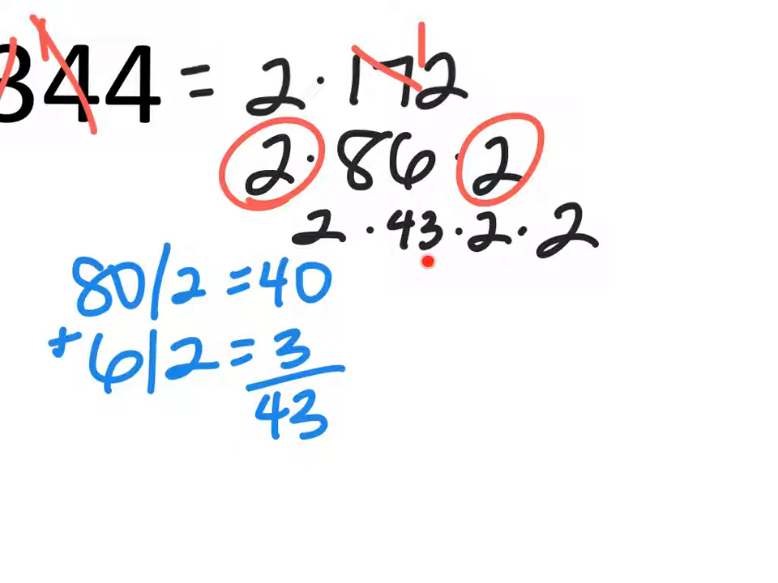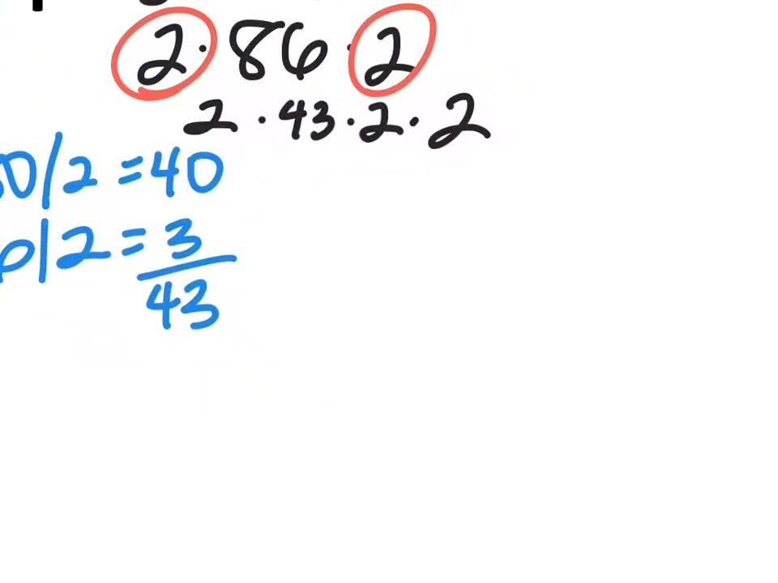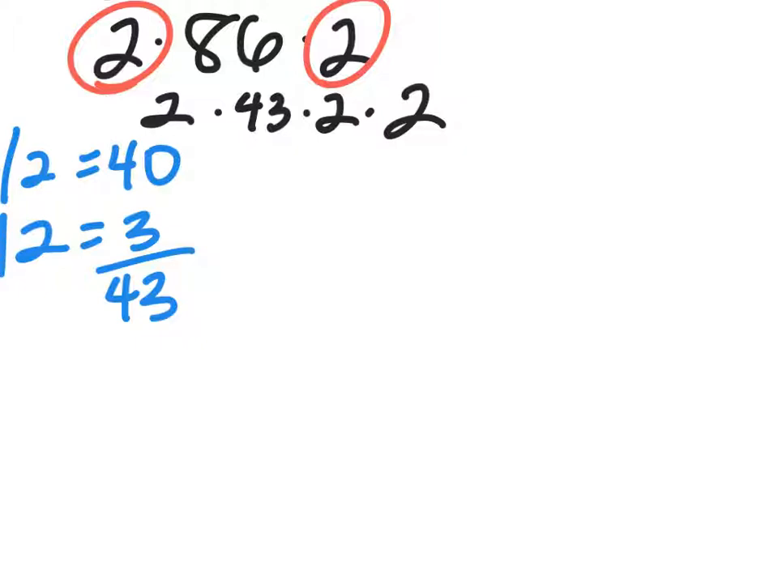Not divisible by 0, 2, 4, 6, or 8, because it doesn't end in an even number. 3 plus 4 is 7, which means it's not divisible by 3, 6, or 9. And 7 doesn't go in there. 7 times 6 is 42, so close, but not quite. So your prime factorization of 344 is going to be 2 times 2 times 2 times 43.